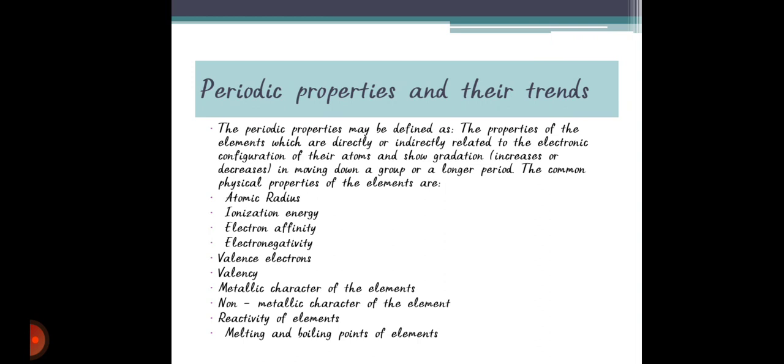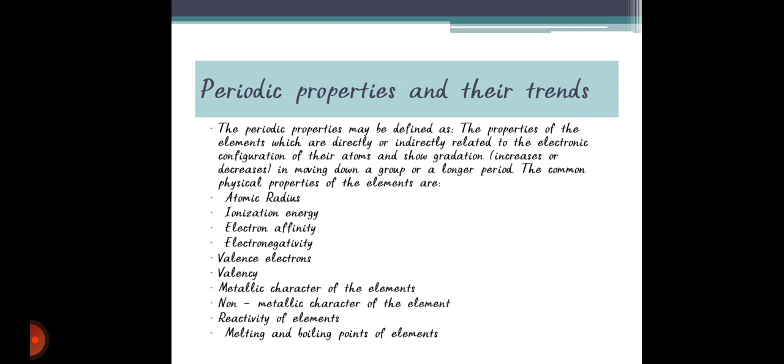So let us go with the next property, that is ionization energy. Periodic trend of ionization energy across a period is that as we move from left to right in a period, ionization energy gradually increases. This is because as we move from left to right in a period, atomic size or atomic radius decreases while nuclear charge increases.